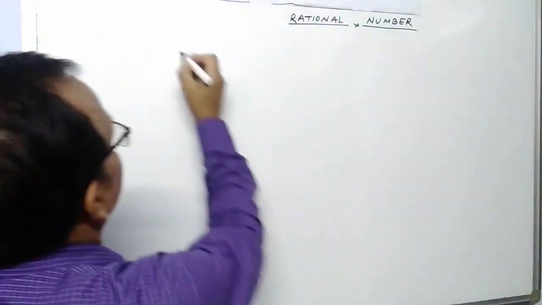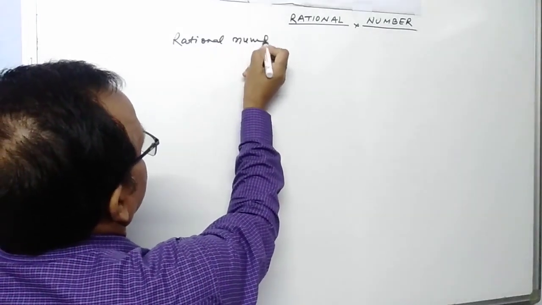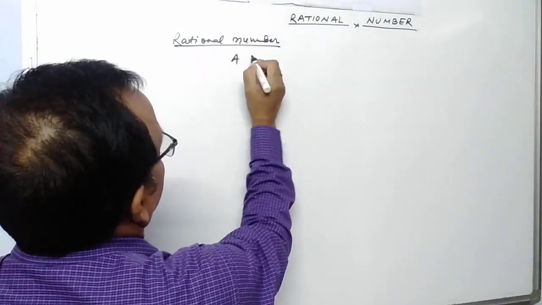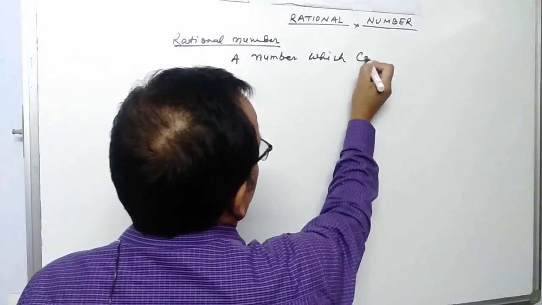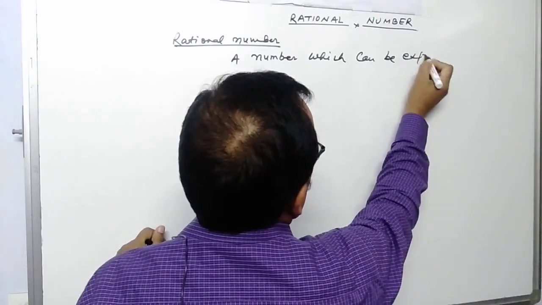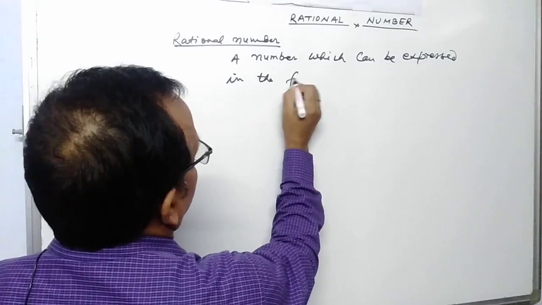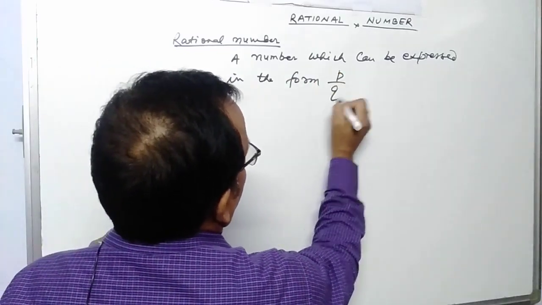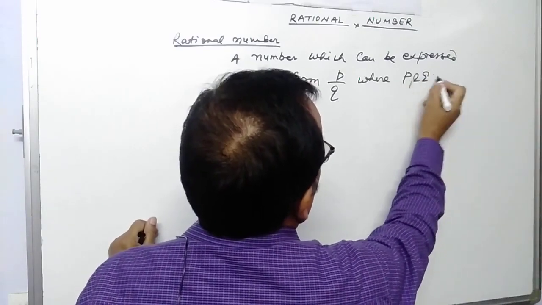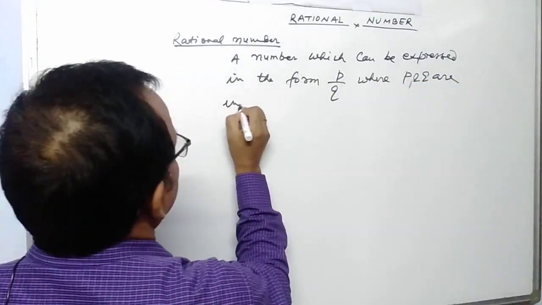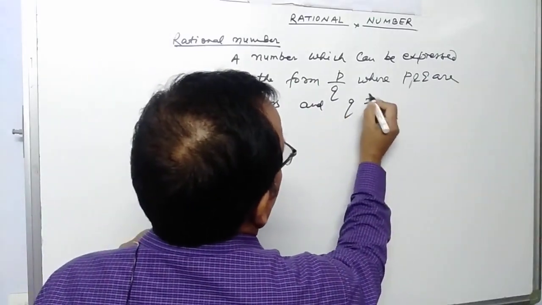तो ये देखिए rational number, let us see. A number which can be expressed in the form p upon q, where p and q are integers and q is not equal to 0.